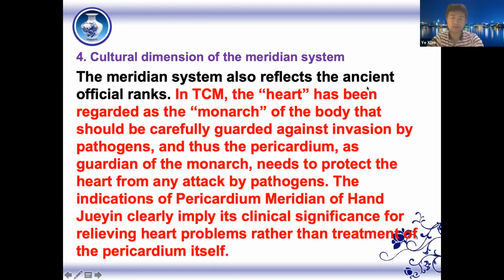The meridian system also reflects the ancient official ranks. So in TCM, the heart has been regarded as a monarch of the body that should be carefully guarded against invasion by pathogens. And thus, the pericardium, as guardian of the monarch, needs to protect the heart from any attack by pathogens. So you can see the indications of pericardium meridian of hand 厥阴 clearly imply its clinical significance for relieving heart problems rather than treatment of the pericardium itself.